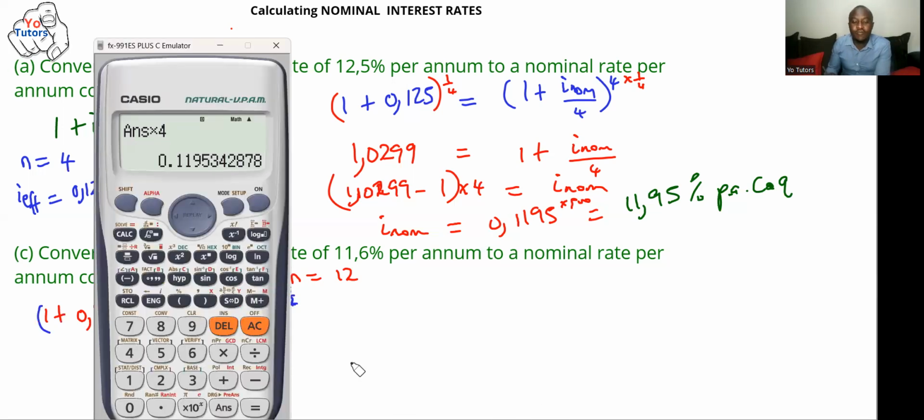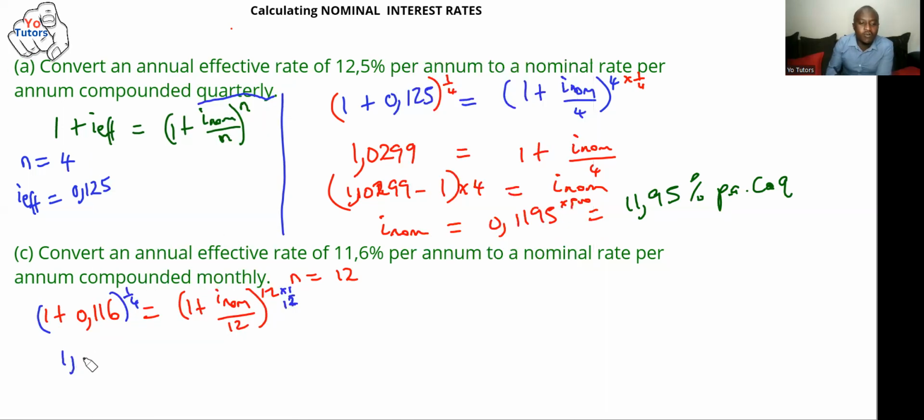So here it means that we're going to say 1 plus 0.116. What do we get? We get that. Then we say the answer to the power of 1 over 12. Okay, then we get 1.0091, then 1.0092.